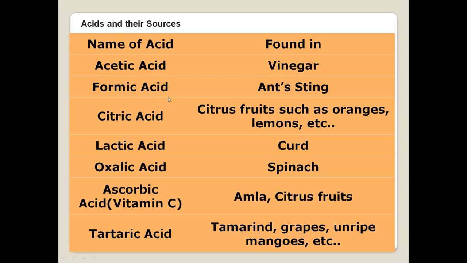Formic acid. Many a time you might have got an ant sting. Whenever an ant stings, it injects formic acid into our skin. Citric acid is present in citrus fruits such as oranges, lemons, etc. Lactic acid is present in curd. Oxalic acid is found in spinach. Ascorbic acid or vitamin C is found in amla and citrus fruits. Tartaric acid is found in tamarind, grapes, unripe mangoes, etc.